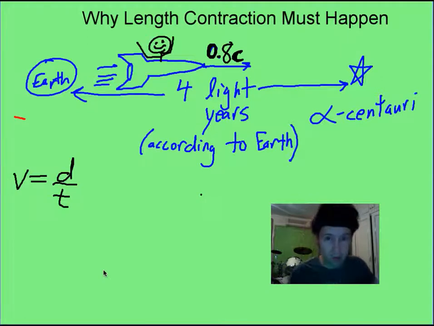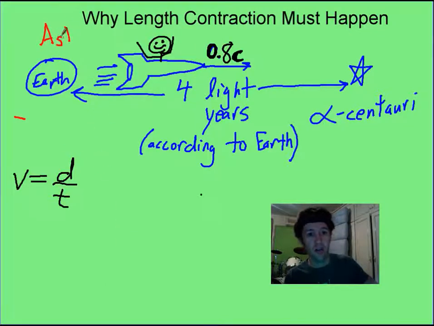Let me walk you through an example of why length contraction has to happen, or otherwise bad things would happen to the rules that make up our universe. Let's say that we've got our friend Astro Frank. And Astro Frank is going to fly a spaceship at 0.8 times the speed of light to Alpha Centauri, which is something like 4 light years away. And the people on Earth are going to measure this and they're going to cheer him on the whole way.